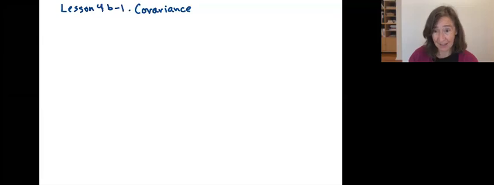So let's talk about covariance. Covariance is another number that we can calculate from a pair of random variables. Okay, so in that sense, it's sort of in the same category as expected value and variance, a number that we calculate from the PMF of a single random variable. Covariance is something we calculate from two random variables, and it tells us how the random variables are related.